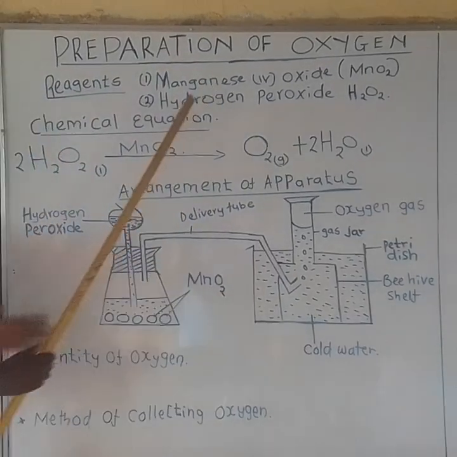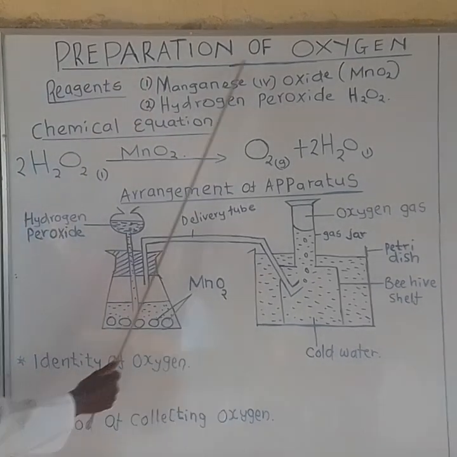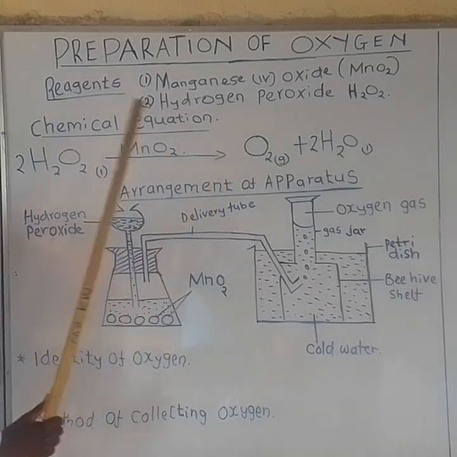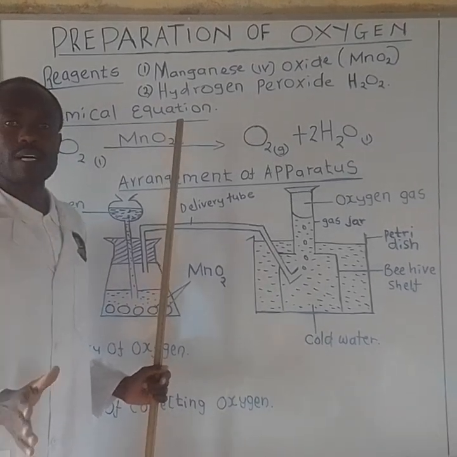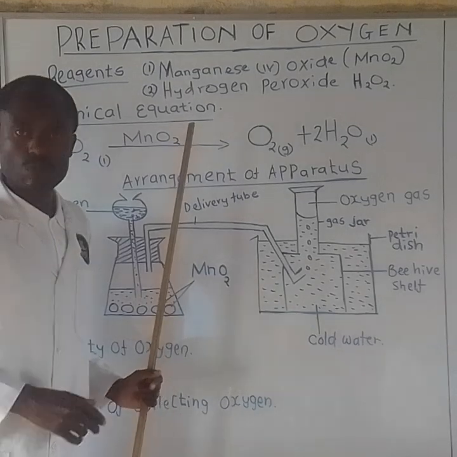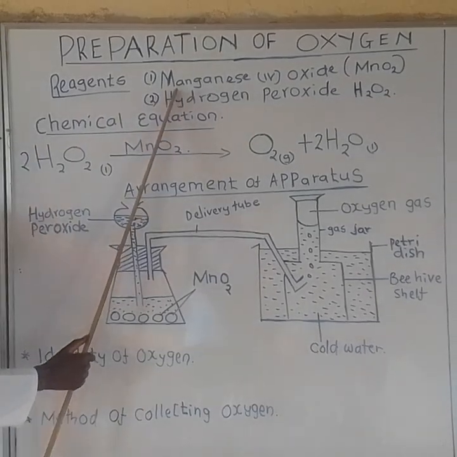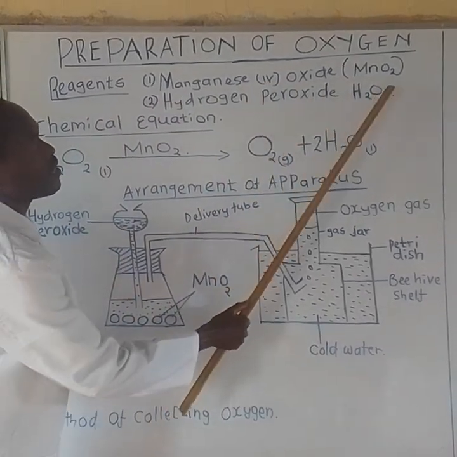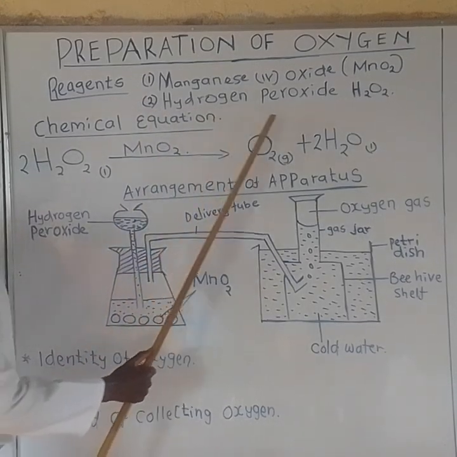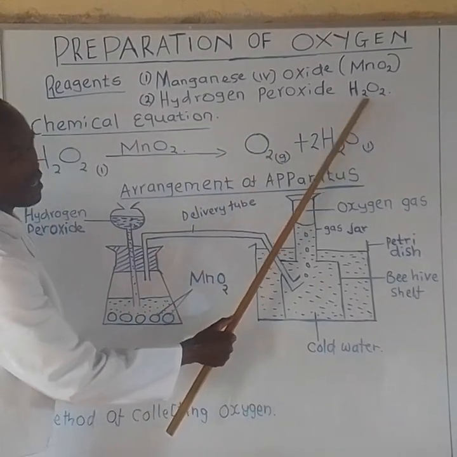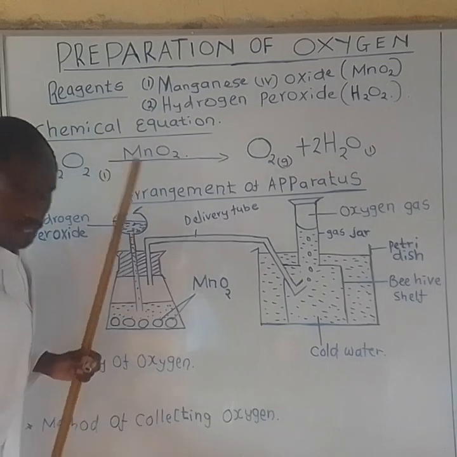Today, my student, you can focus on the board here. The title is Preparation of Oxygen in the Laboratory. When we prepare any gas in the laboratory, we have to remember the reagents we are going to use. In this lesson, the chemical reagents we are going to use, number one is manganese(IV) oxide, and this is its chemical formula. Then the second reagent is hydrogen peroxide liquid, and this is its chemical formula.